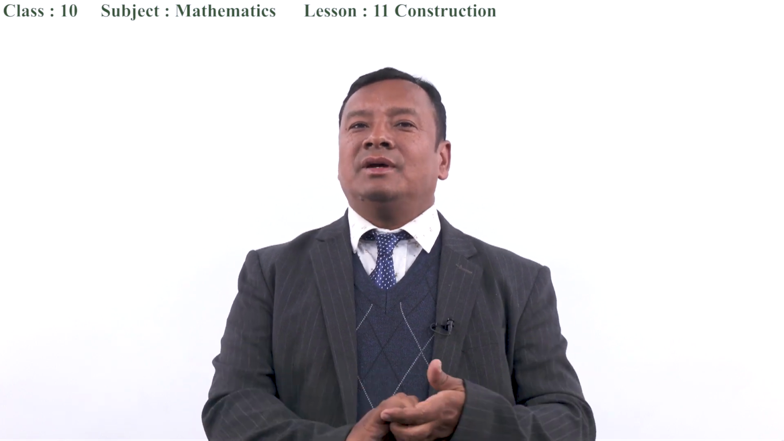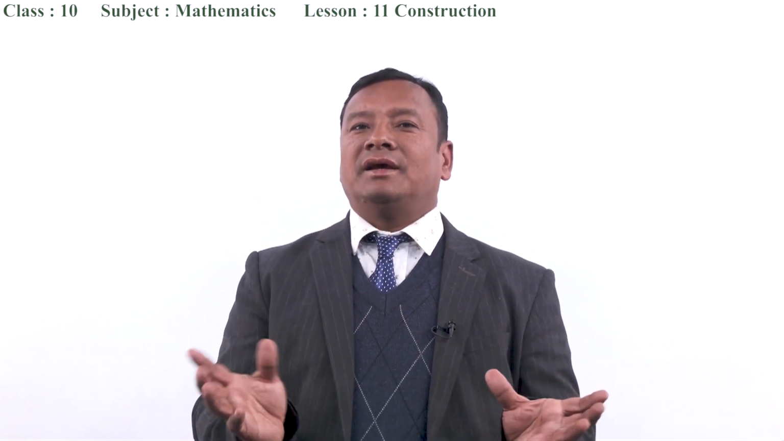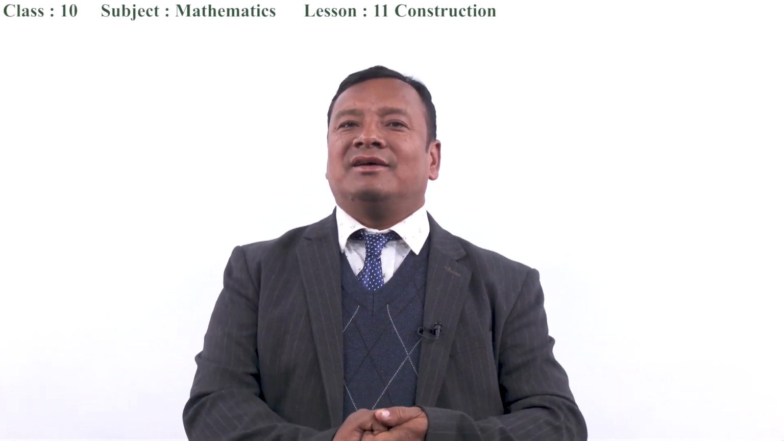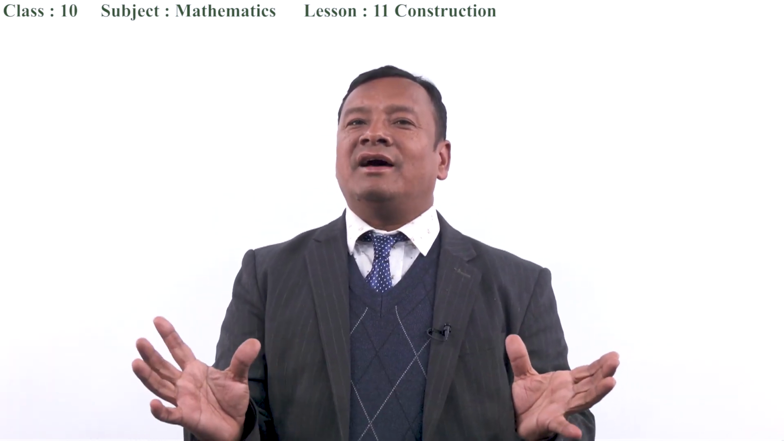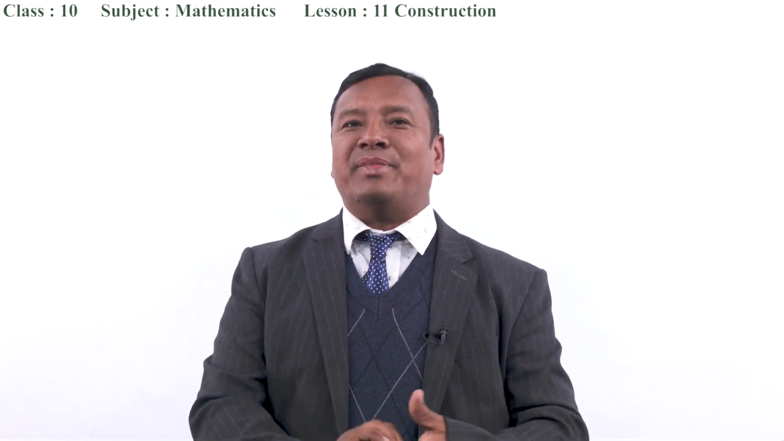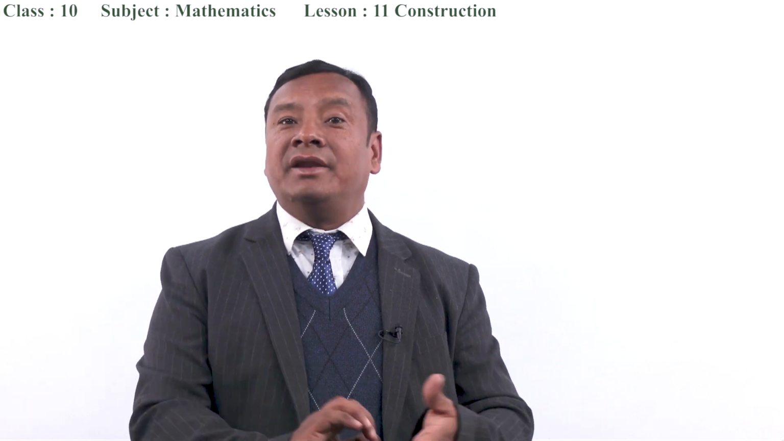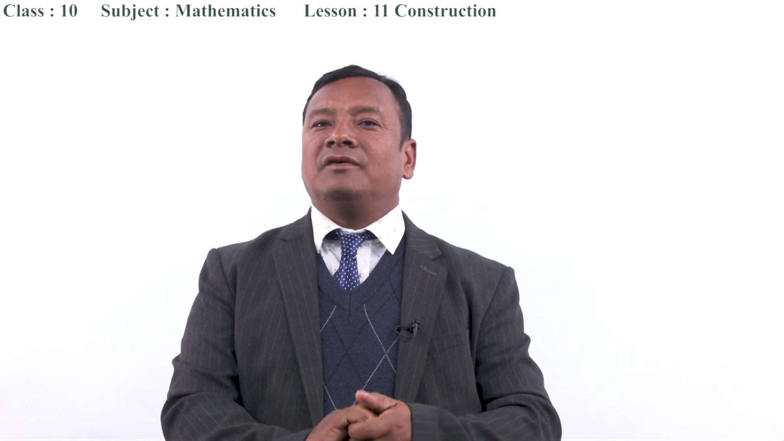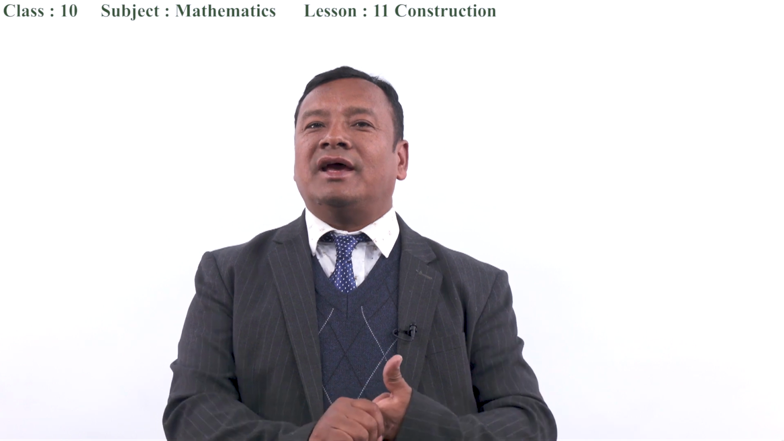We have discussed there that the areas of parallelograms standing on the same base and between the same parallel lines are always equal. As well as, the area of a triangle is half the area of a parallelogram if they are standing on the same base and between the same parallel lines. We have also learned that triangles standing on the same base and between the same parallel lines are equal in area, right?